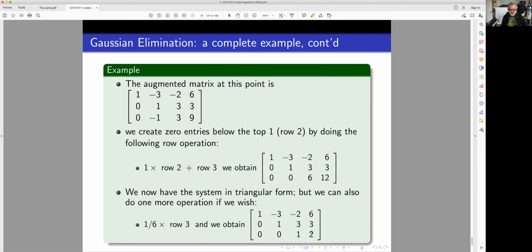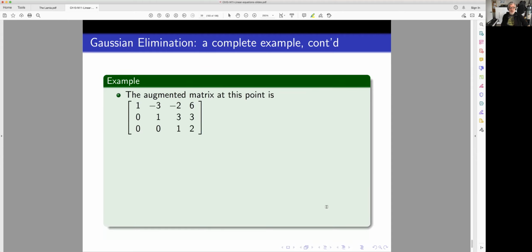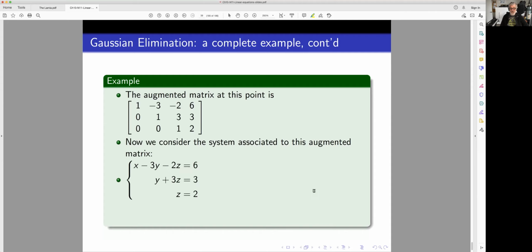Okay. So this is the augmented matrix of a system, and we know by the way we obtained it that it has the solutions that we're looking for. It's the same as the original system. So what is the associated system? It is this: x minus 3y minus 2z equals 6, y plus 3z equals 3, and z equals 2.